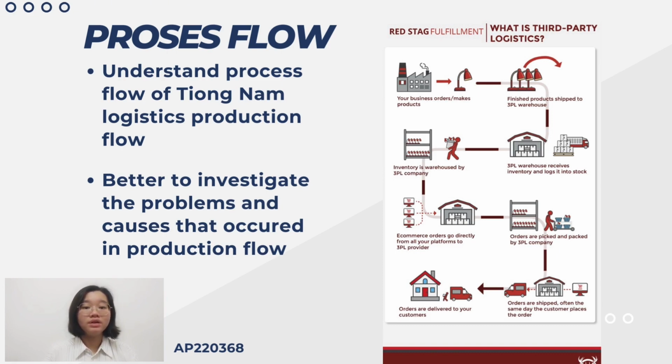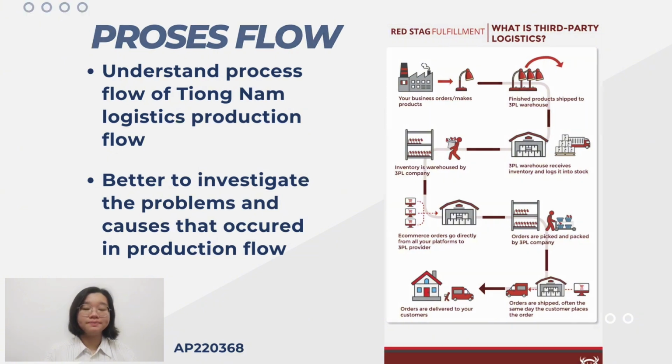Fifth, when an order is received from the consigned customer, the e-commerce order is sent directly from all platforms to the 3PL provider. Next, Tiongnan 3PL will pick and pack the order systematically. Seventh, the order is shipped, usually at the same time as the customer places the order. Finally, the orders are delivered to the customer.